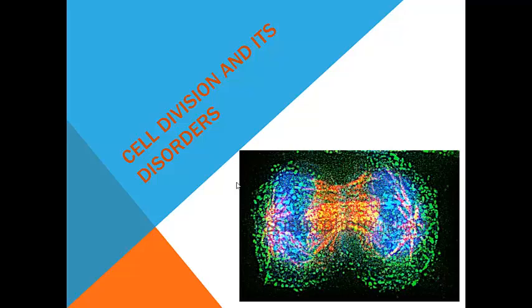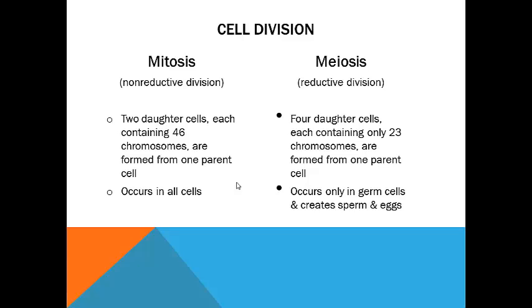Cell division and its disorders. So let's look at the breakdown between mitosis and meiosis. Mitosis is non-reductive division. There are two daughter cells, each containing 46 chromosomes, that are formed from one parent cell. It occurs in all cells. Now, meiosis is a reductive division. 4 daughter cells, each containing only 23 chromosomes, are formed from one parent cell. This occurs only in germ cells and creates sperm and eggs.